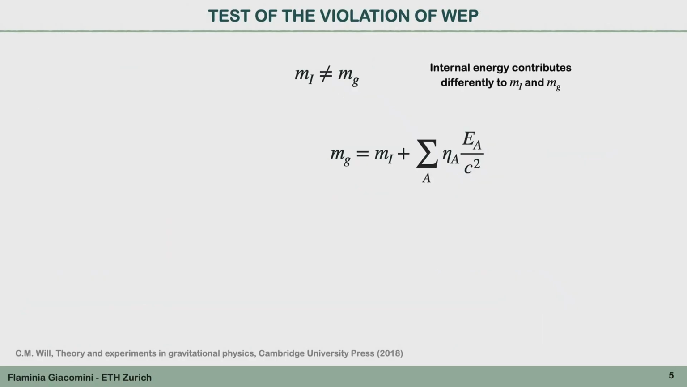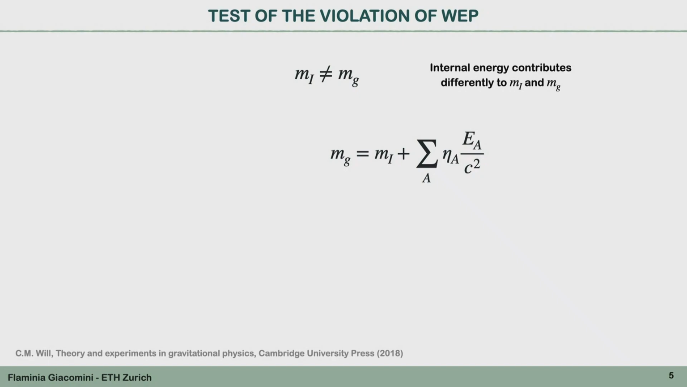So how do we test the equivalence principle? I will need this in the following, so if you don't understand, stop me. When you want to test for a violation, you assume that the weak equivalence principle doesn't hold, so the inertial mass is different from the gravitational mass. For instance, you can assume that the internal energy contributes differently to the inertial and the gravitational mass. Then you can parameterize this difference as written there, where eta_A is a violation parameter, E_A is the internal energy of some type, and A labels the type of internal energy of the system.